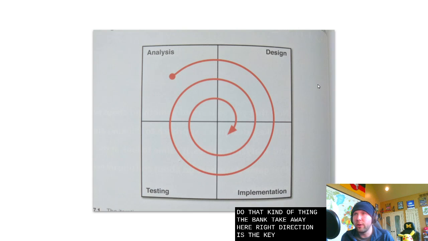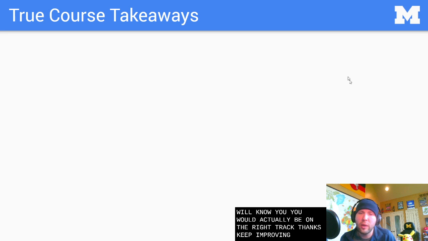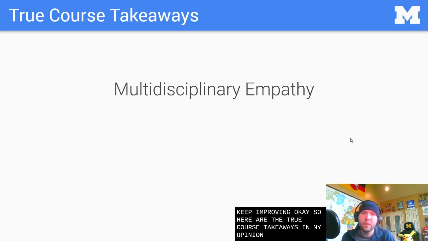Iteration is the key to it all, okay? You start somewhere, and it doesn't necessarily matter so much where you start. As long as you have the confidence that tomorrow will be better, then you can keep moving forward. And maybe you take some wrong turns, but as long as you keep evaluating, you keep playtesting, whatever that means in your context, and keep looking back, then you will know you eventually get on the right track. Things keep improving, okay?